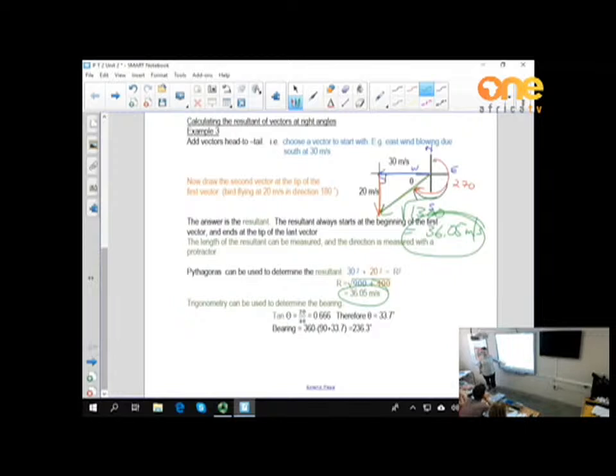Now, I don't know if you've done much trigonometry. Have you done any trigonometry? Okay, then this will be Greek to you. But there's a mathematical way that we can figure out the answer, like we did mathematically figure out that answer.